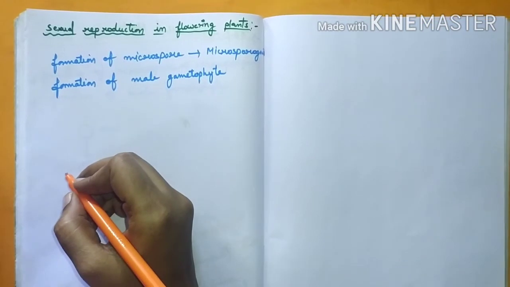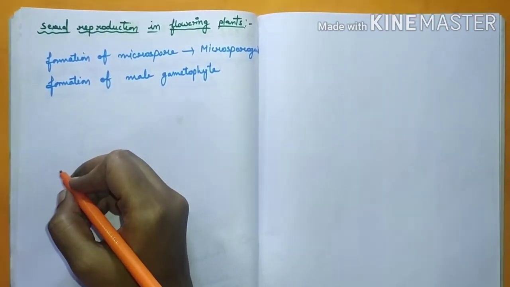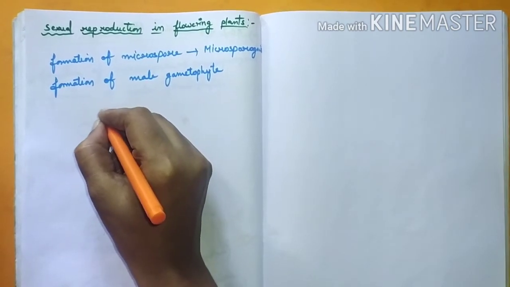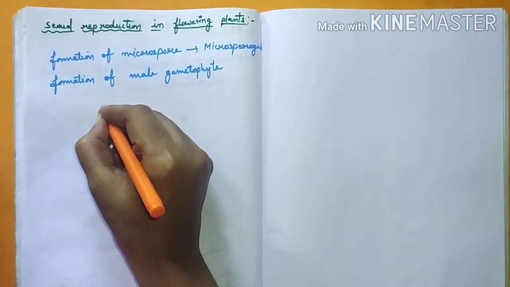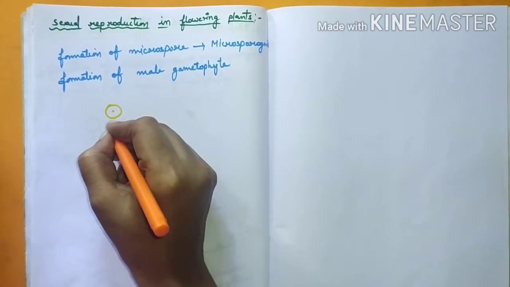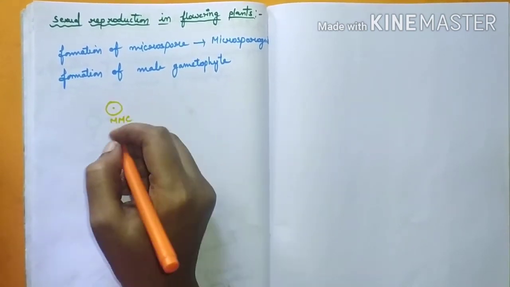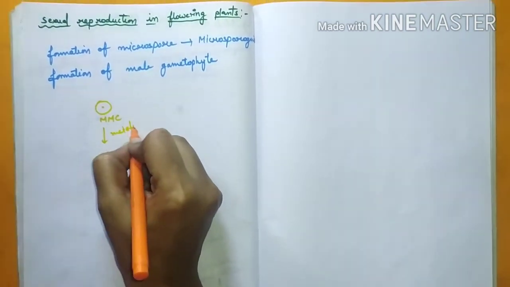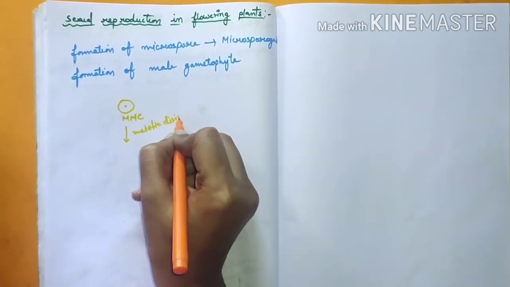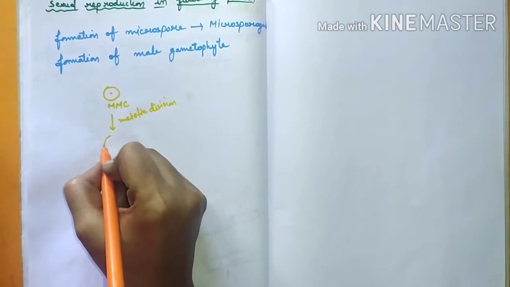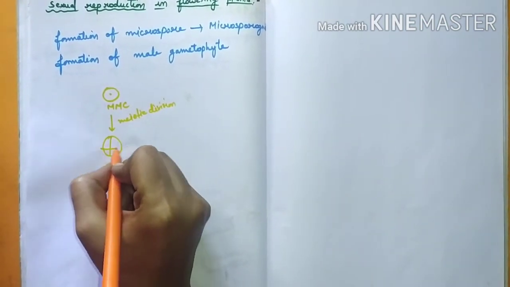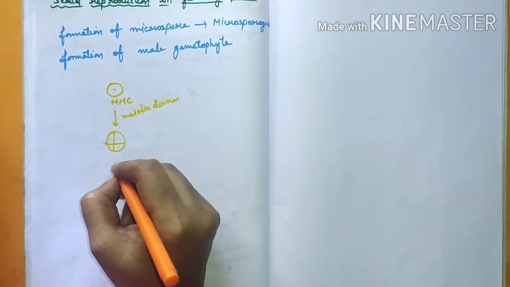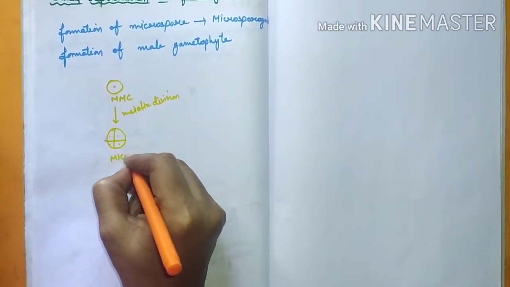So friends, in microsporogenesis, the pollen sacs act as microspore mother cells, which undergo meiotic division and a cluster of 4 cells is formed, which are called microspores.